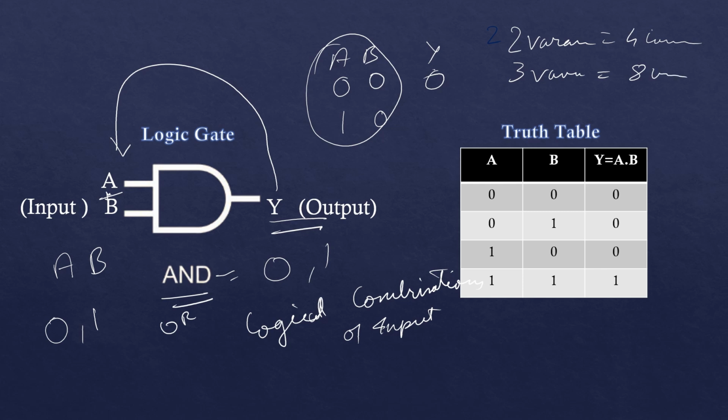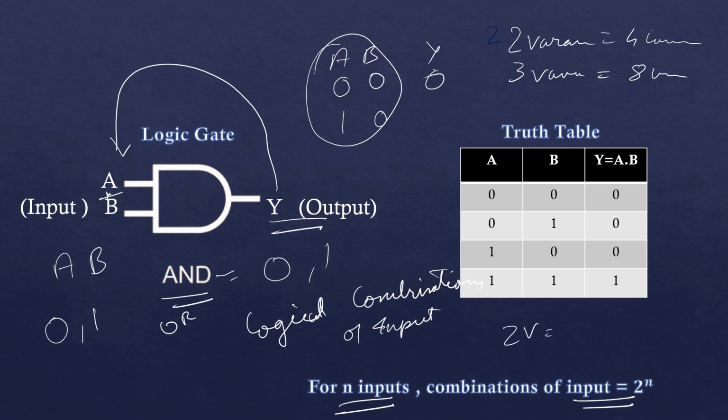Now, how to generalize? For n input signals, we can have 2 power n combinations. We can verify that. If we have two variables, 2 power 2 is 4. And if we have three variables, 2 power 3 is 8. That's what I have said here. Three variables means maybe we have C in the logic diagram, or if it is four variables, maybe it has D. So there may be many inputs, but the output is only one. You will understand more detail in the later part.